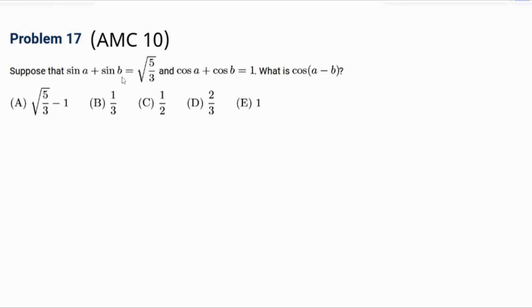So we're given sine of A plus sine of B and cosine of A plus cosine of B. They're asking for cosine of A minus B. So the first thing to notice is that cosine of A minus B is just equal to cosine A cosine B minus, and because it's negative, it actually becomes plus, so it's plus sine A sine B.